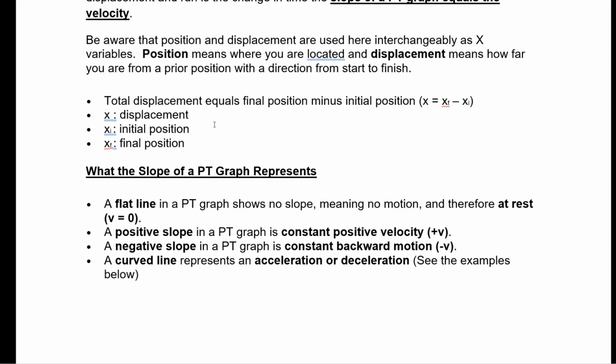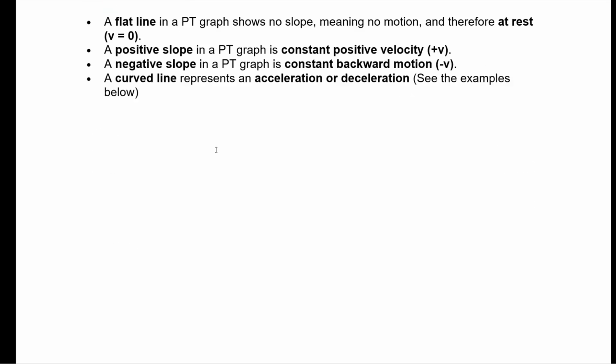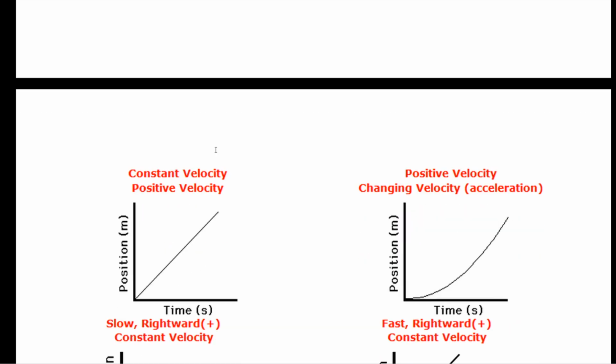What is a positive slope represented in a PT graph? It represents a constant velocity, a plus constant velocity. What is a negative slope? It represents a constant backward motion, a constant negative velocity. And a curved line represents an acceleration or deceleration. We have something speeding up, or we have something slowing down. Below, we'll have some examples. And here they come.